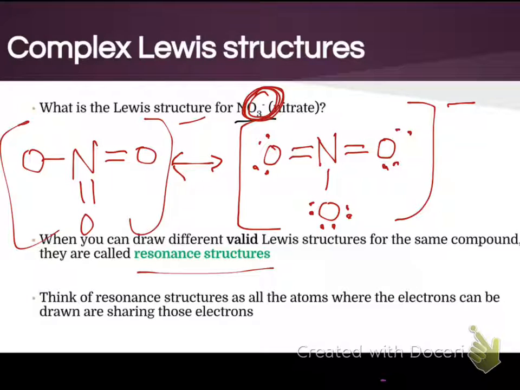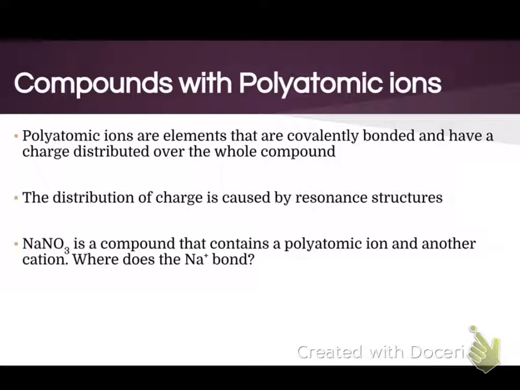Okay, so those are reminders of what we already know. Most of the polyatomic ions in the back of your periodic table have resonance structures, things like sulfate and phosphate. And that's why they're so stable. That's why they exist the way they do.